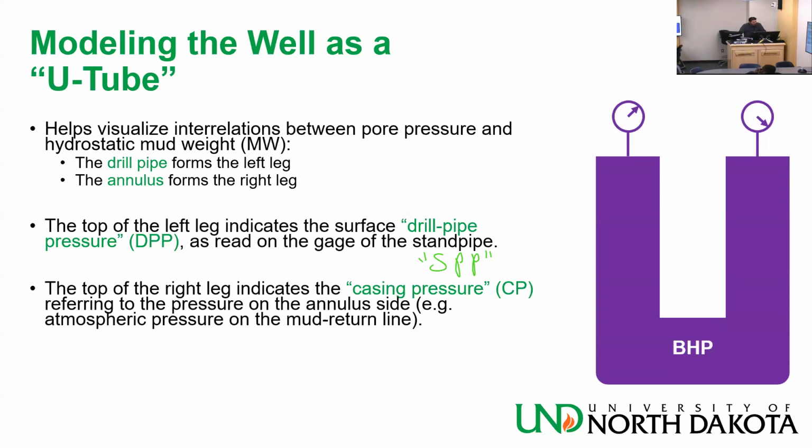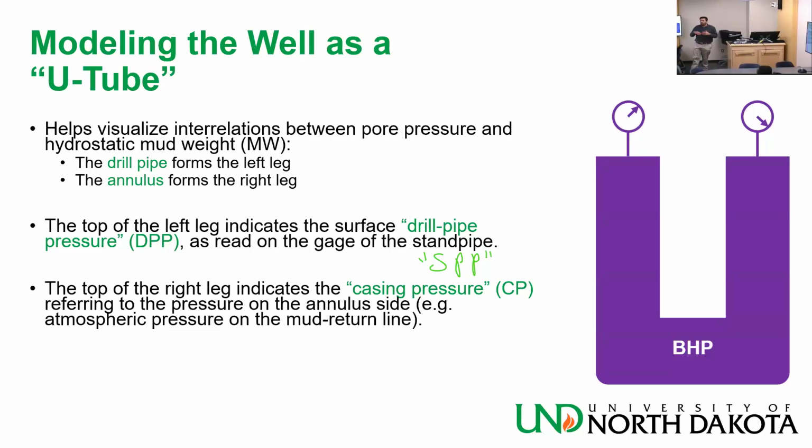Now, on the top right, you have the casing pressure, which is the pressure with which the mud exits the hole from the annulus. If it's open to the atmosphere, this pressure would be 0 psi. Atmospheric pressure, 0 psi-G or 14.7 psi-A. That is if it has to go through the mud return line, which generally is, as we said, open to the atmosphere.